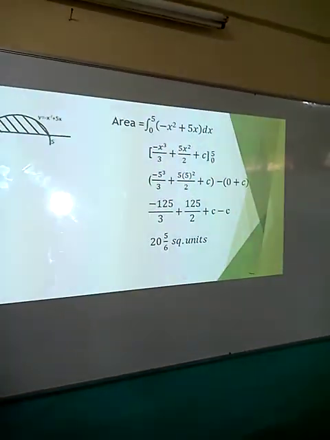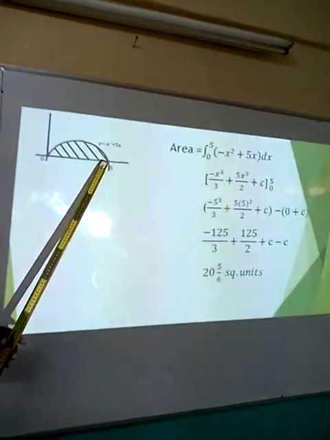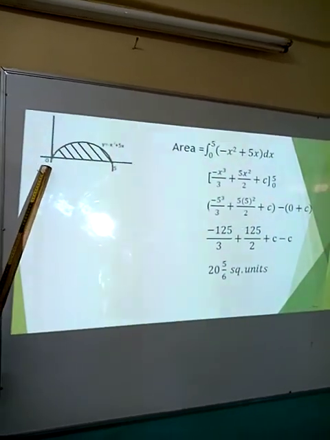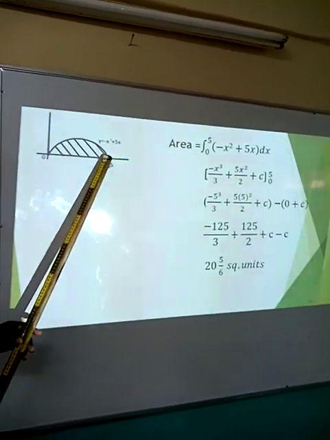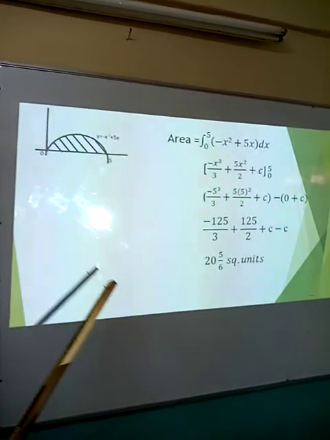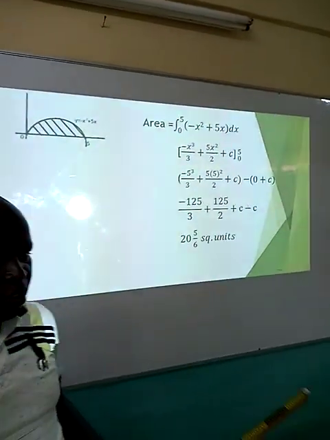That is now the area bounded by that curve and the x-axis from x is equal to 0 to x is equal to 5 by integration. Let us look at example number 2.